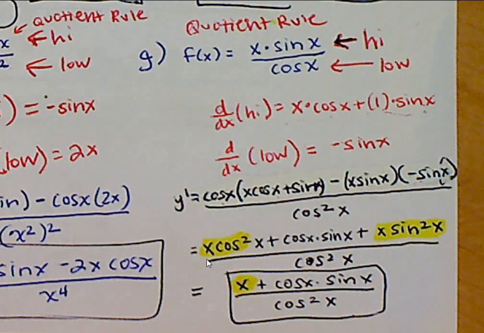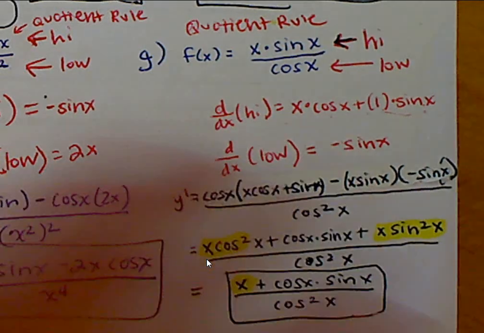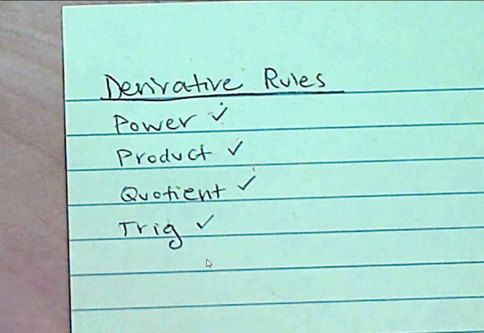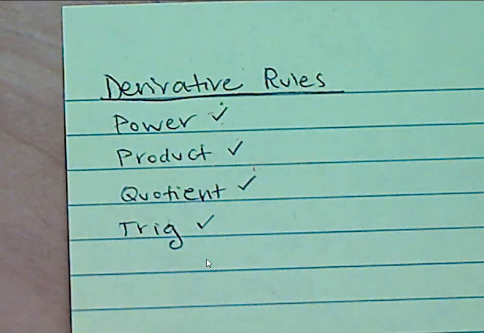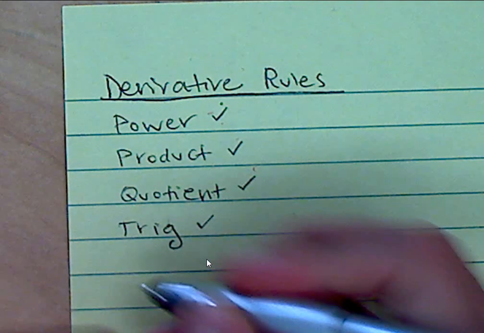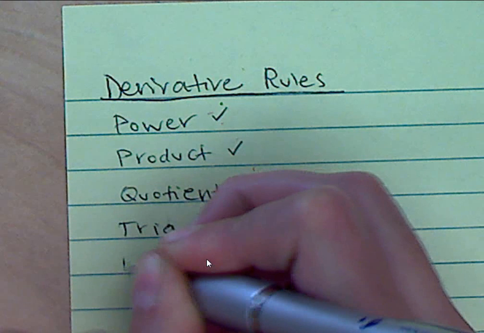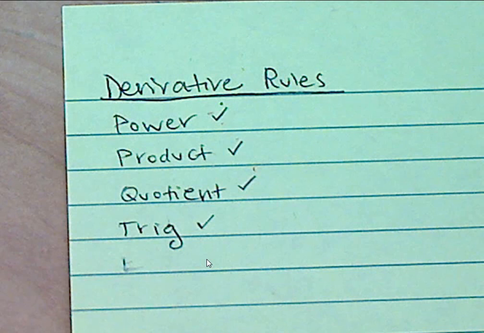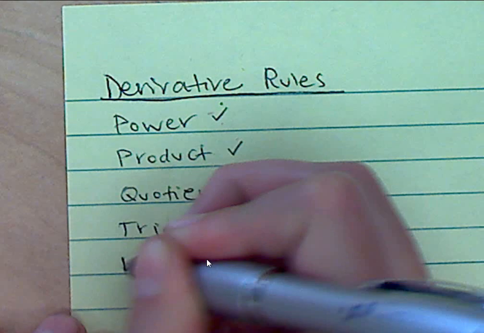Okay, cool. So let's refer back to our derivative rules. We have these so far. And just like I talked about in class, we are going to learn two more. So we're going to learn an exponential.